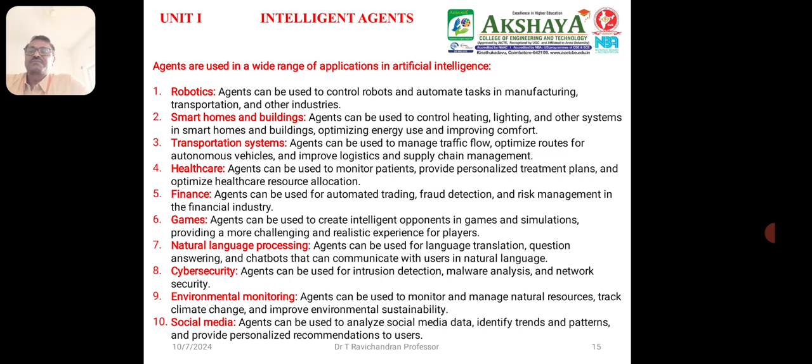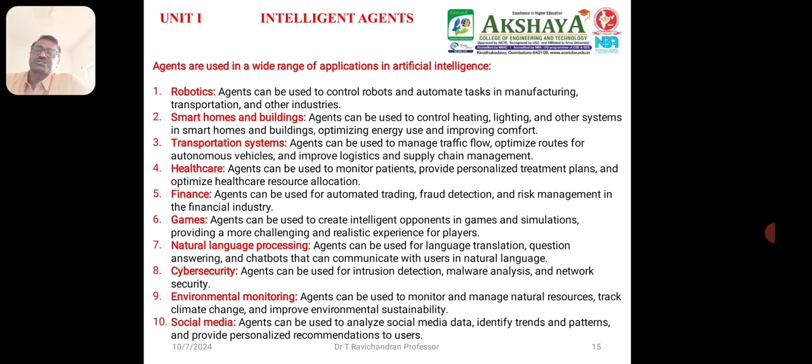Financial systems. The agent can be used for automatic trading, fraud prediction and risk management in the financial industry. Nowadays trading uses many algo trading structures, where the agent learns from a lot of historical data and generates trades automatically to improve wealth creation, while detecting fraud and managing risk.